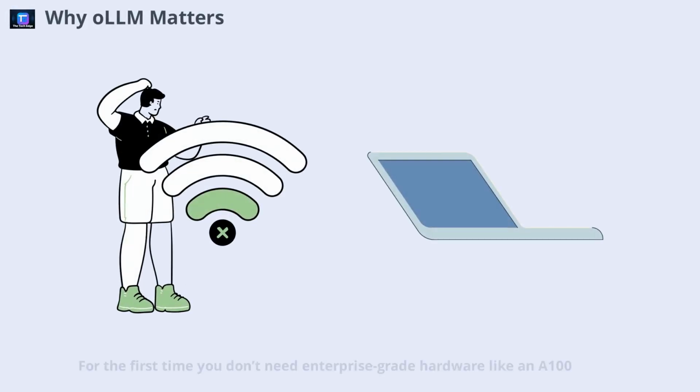For the first time, you don't need enterprise-grade hardware like an A100 or H100 to experiment with 100K context LLMs. oLLM turns an affordable RTX 3060 Ti into a powerful AI workstation, opening up new opportunities for researchers, startups, and hobbyists. Whether you're on a budget or just want to test large models without massive cloud bills, oLLM makes it possible to do more with less.